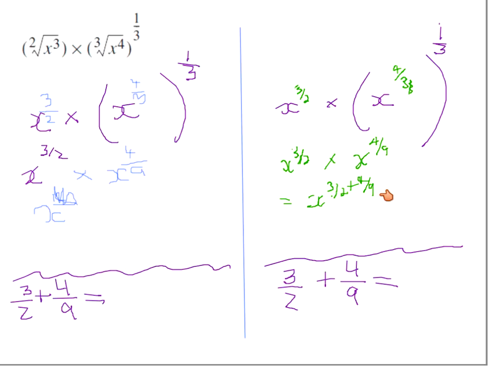What does it equal to? Okay, you should know how to add fractions. Think, what is the common denominator? So 18. Okay, so 3 times 9 is 27, plus 4 times 2. 4 times 2, 8. So 27 plus 8 gives us 35/18. Okay, yeah, that sounds good.